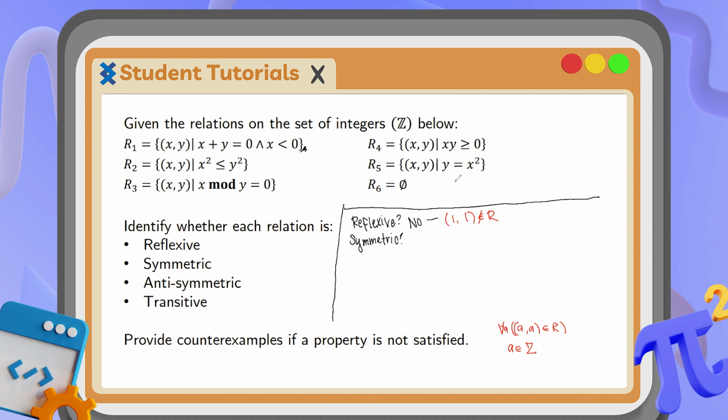because 1 plus 1 is not equal to 0, as well as 1 is not less than 0. So therefore, it is not part of the relation. Therefore, the relation is not reflexive. Now, for symmetric, when we're looking for symmetric, we need to make sure that for all elements A and B, if AB is in the relation, so should BA.